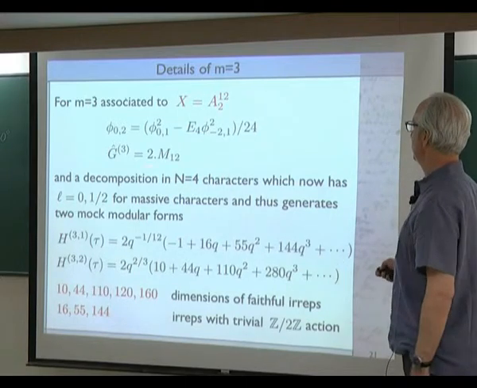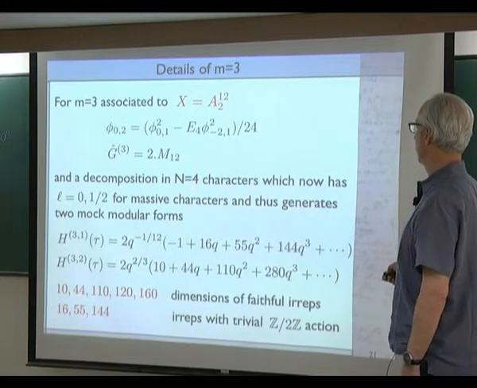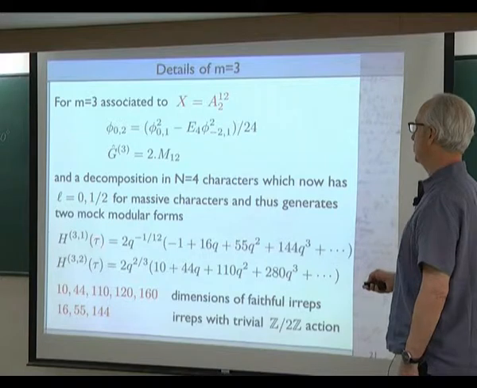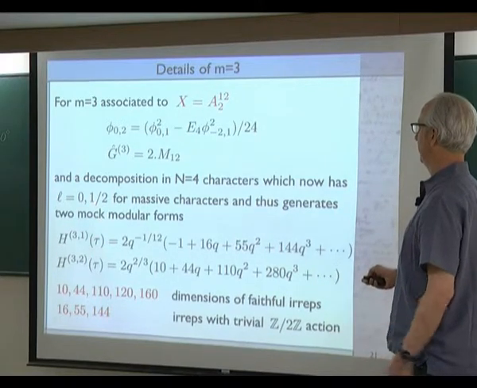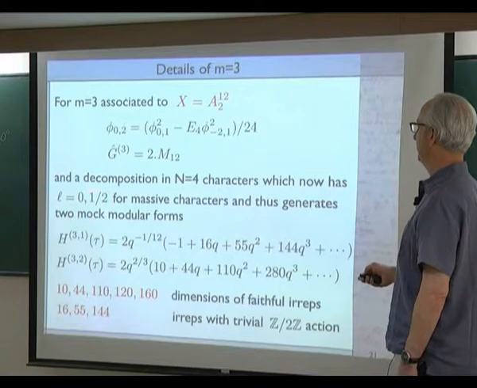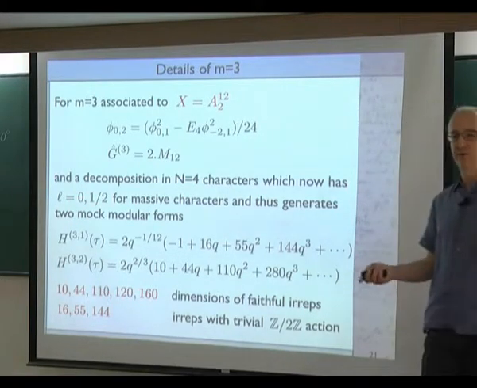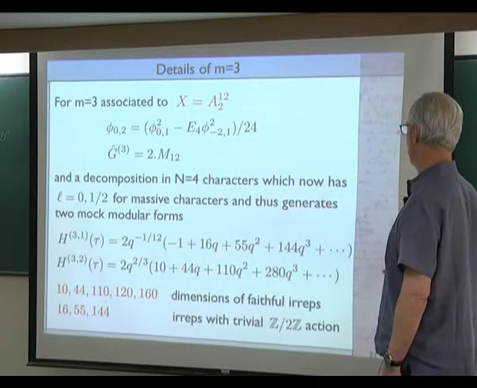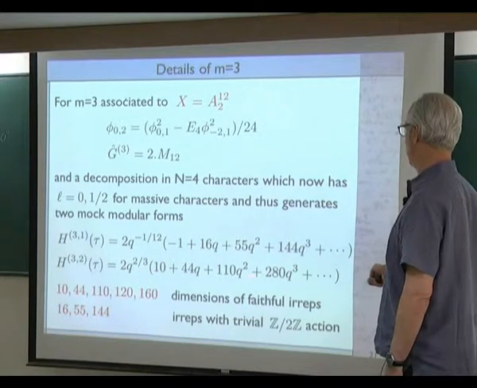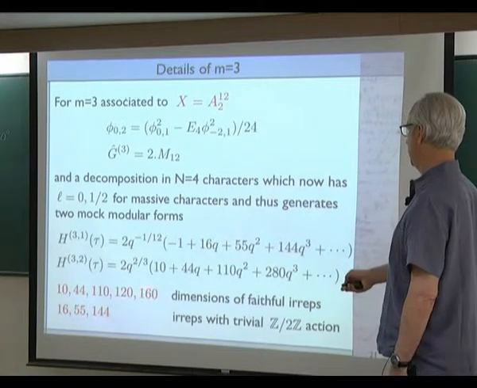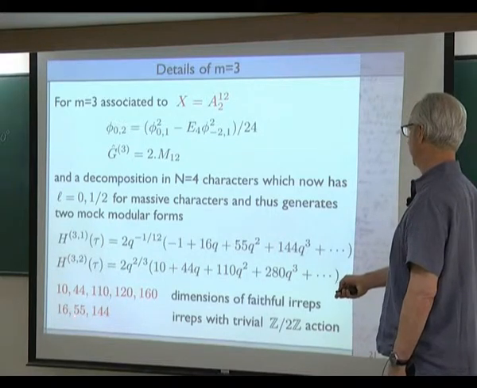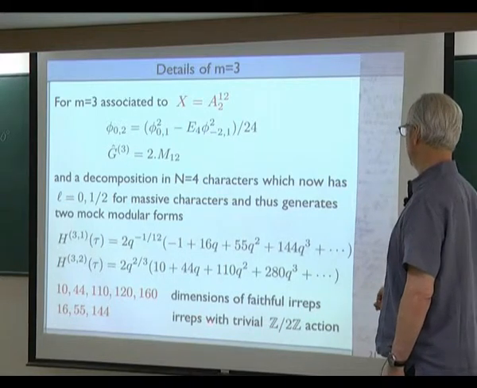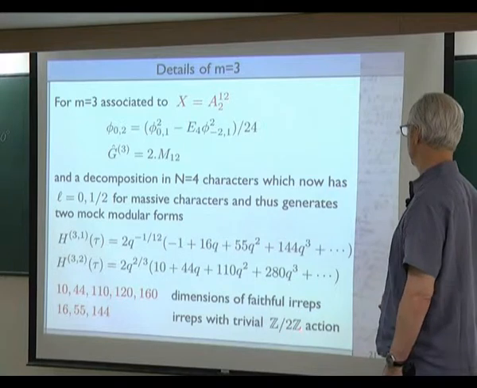So you can either use the procedure that Samir described, or you can simply decompose into N equals 4 characters, where now the massive characters are labeled both by L equals 0.5, and so you get two mock modular forms, or vector-valued mock modular forms, because the decomposition into N equals 4 characters now has two independent components. And you get these two. The first one is what I wrote down in the very first slide, and the second one has this set of coefficients. As I mentioned, these numbers 16, 55, and 144 are dimensions of irreducible representations of 2.M12, where the Z2 action is trivial.